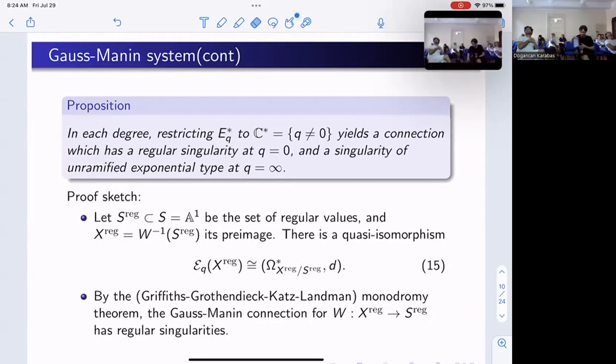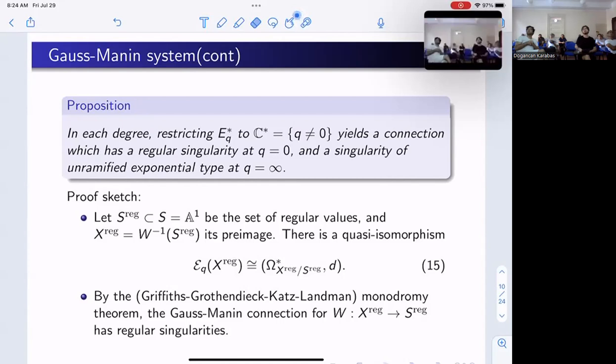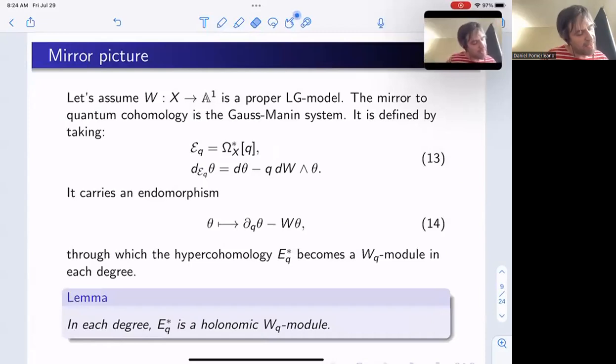So what is this endomorphism? Where did it come from? I couldn't hear the actual question. What is this endomorphism? Where did it come from? Well, okay.